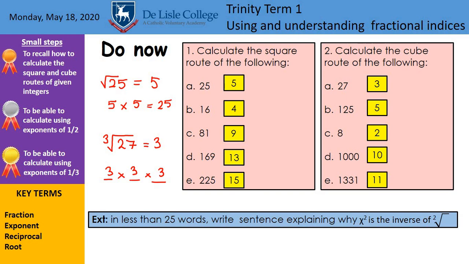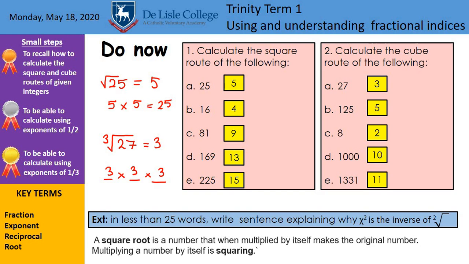And then here, in less than 25 words, write a sentence explaining why squaring something is the inverse of square root, and also why cubing something is the inverse of the cube root. Well, a square root is a number that when you multiply that number by itself, like here, you get the original number. So we can see 5 times 5 is 25, and multiplying a number by itself is squaring. Okay, so here, for example, we know that 5 squared is 25, and therefore the square root of 25 must be 5. Okay, if you don't have a definition, you could pop that down now if you want to.